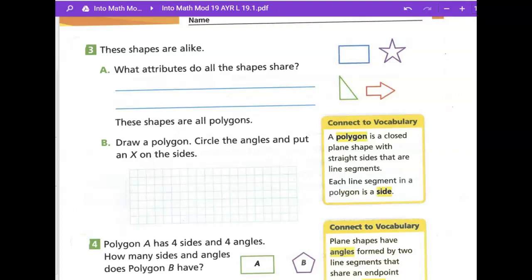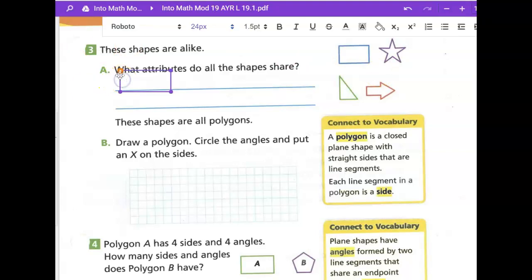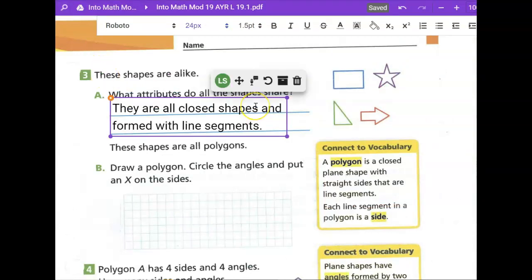What attribute do all the shapes share? What attribute do all of these share? An attribute is a characteristic of it. They are all closed. What else? They are all closed and are made of lines. They are all closed shapes and formed with line segments. And they are all polygons.